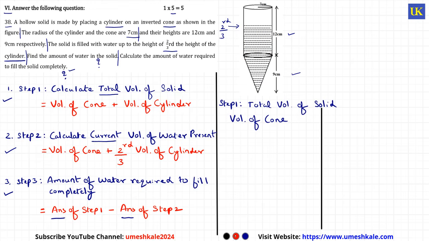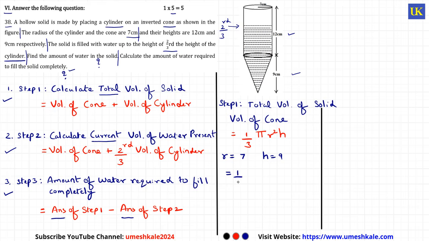Volume of cone, and the formula is 1 by 3 pi r square h. So this is the formula to find the volume of cone. Then here we need to note down how much is the radius, because we require radius and height. So radius is how much? They have told that the radius is 7 and the height is 9 centimeters.